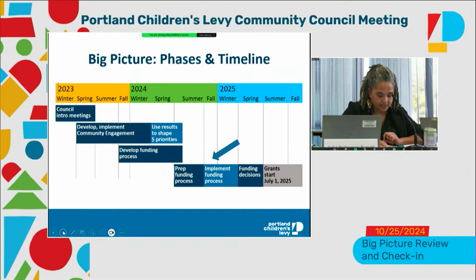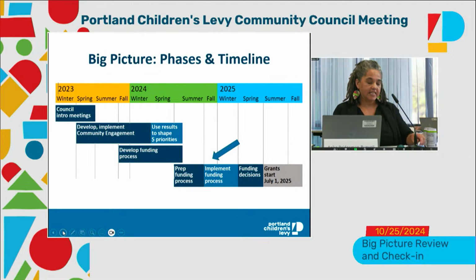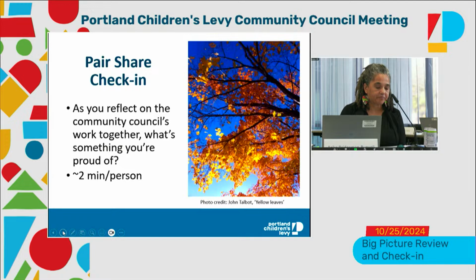Before we dig into the rest of the meeting, though, let's start with a pair share check-in. So if you can move to the next slide. I'm going to ask you to pair up with someone next to you and just reflect on the community council's work together. What's something that you're proud of? And then you can have 2 minutes per person. And I think we have 2 people in the breakout room. Okay, so John's going to put the 2 of you in a breakout room so you can share together. And then we will come back.